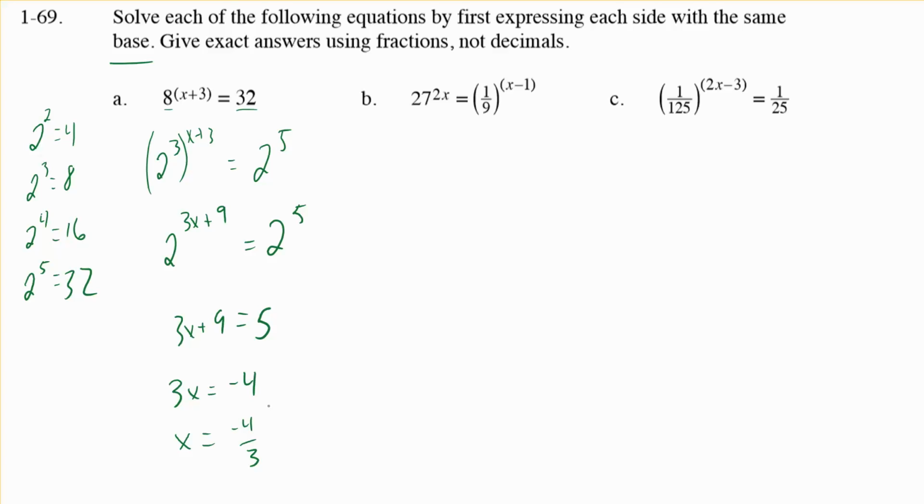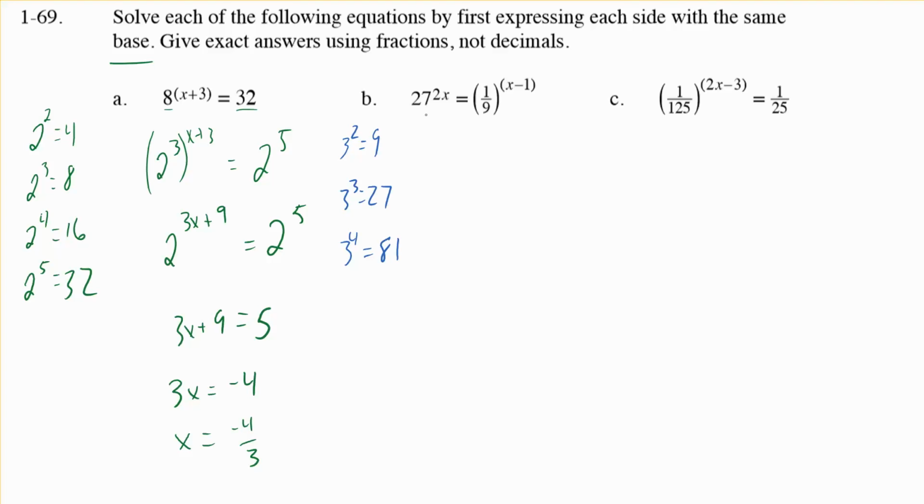All right, let's take a look at the next one. So again, off to the side, I'm going to write. Okay, I've got a 27 and a 1/9. We've got to think 3's when we see those numbers. So let's write 3 squared, 3 cubed, 3 to the 4th. So when we see these numbers, we know we're looking at 3's.